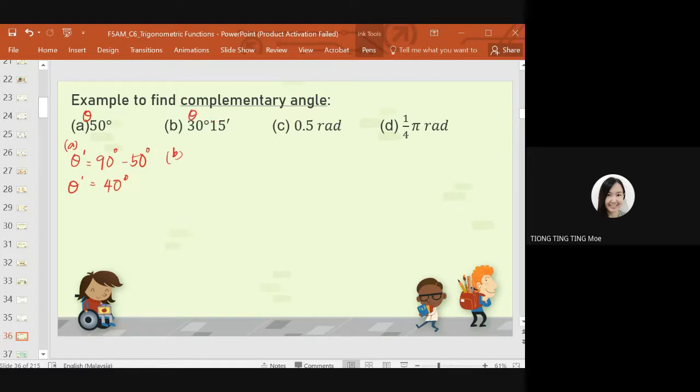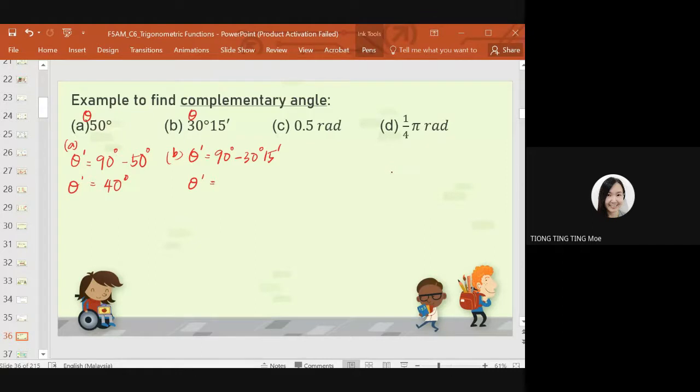Okay, the total is 90. So how about B? The angle is 30 degrees, 15 minutes. Then what is the complementary angle? How are we going to find this one? So it's equal to 90 degrees minus 30 degrees, 15 minutes. So how to find the minutes?